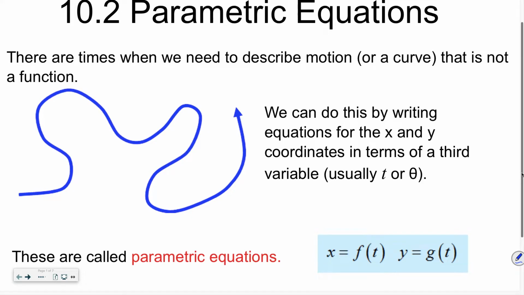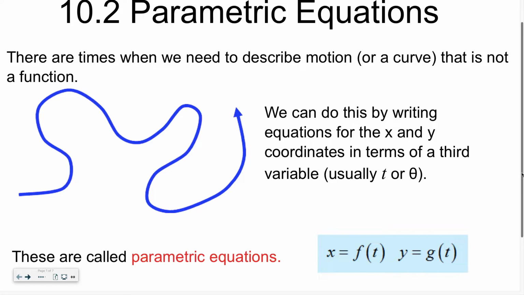So parametric equations typically describe motion. Most common variables you will see for the parameter, hence the name parametric equations, will be t or theta. Theta typically when we have angles to plug in, t typically when we have time to plug in. T will not always represent time, but in a practical setting, it will.